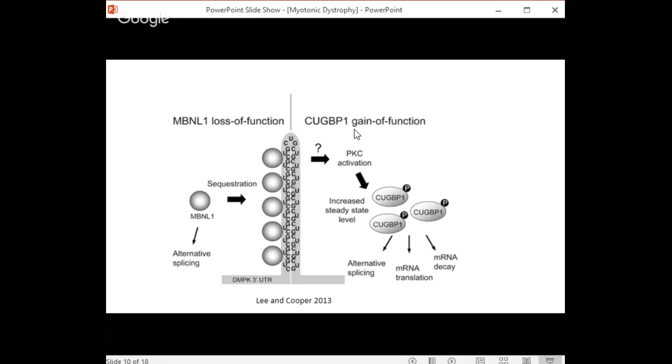Similarly, CUG-BP1 usually will bind to the CUG single-stranded RNA in the 3' UTR. So in normal people, the 3' UTR has CUG repeats, around 5 to 38 of them, and it can bind there in the single-stranded state. But when they form this hairpin loop with this many repeats, now CUG-BP1 doesn't bind to these double-stranded RNA sites. And with protein kinase C activation, CUG-BP1 can be increasingly stable and can do things like affect alternative splicing, certain mRNA translation, and can cause decay of this mRNA.